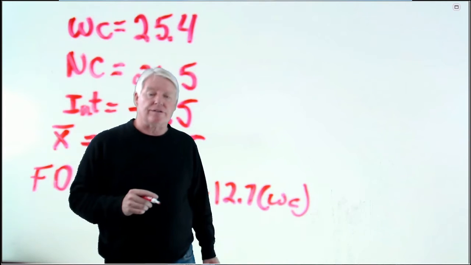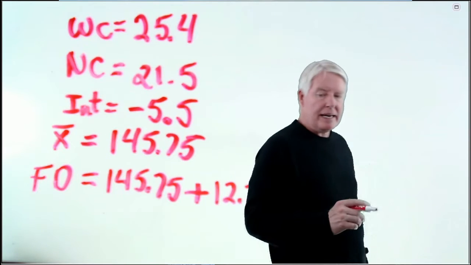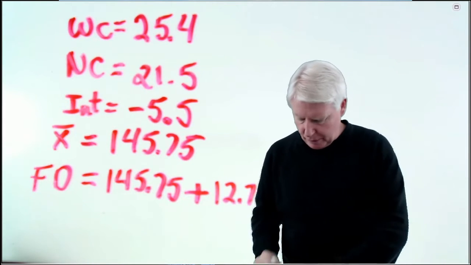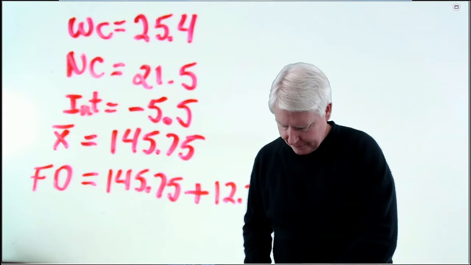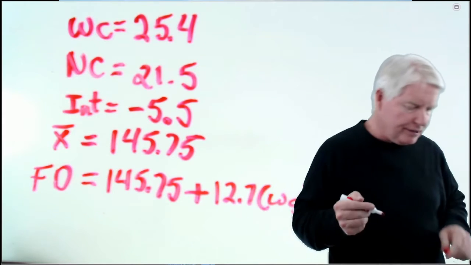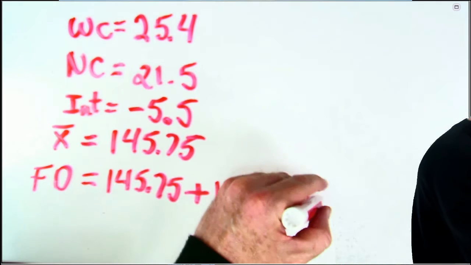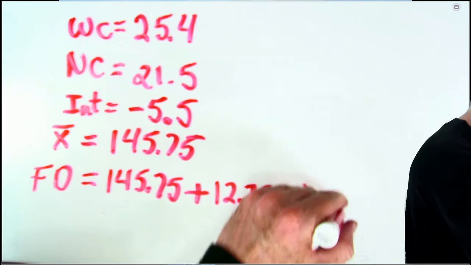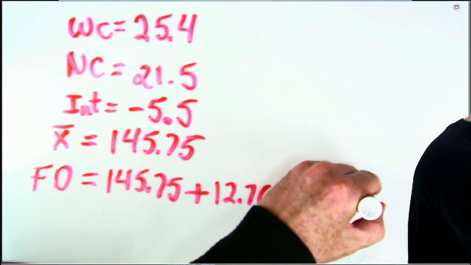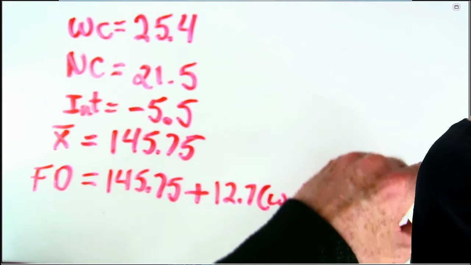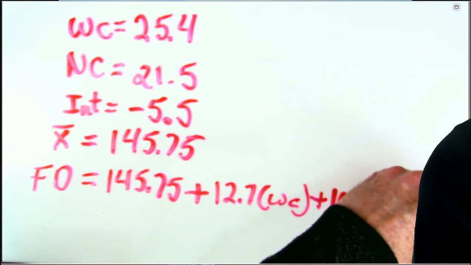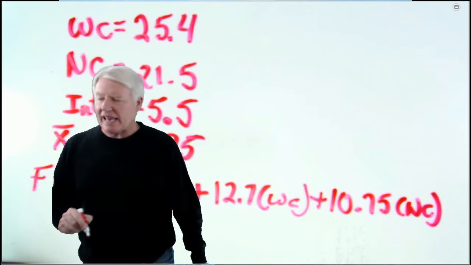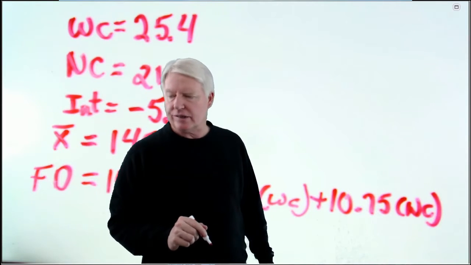Now let's do the coefficient for nose condition, which is going to be half of this 21.5 here, half of that. So 21.5 divided by 2 is 10.75. So it's going to be plus because it's a positive effect. So it's going to be positive 10.75 times nose condition. Now I'm running out of room here, as you can see, so I'm going to have to go to another line below this so we can see it.